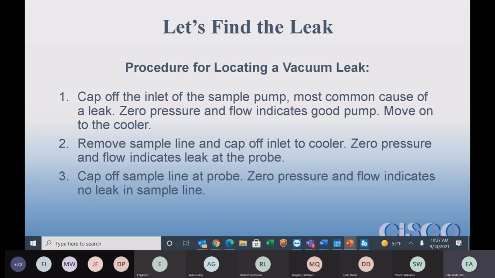There are times the heated sample line will get a leak in it. And the stainless lines, I've seen them leak right at the cooler. You look right where it tubes into the cooler, and there could be a little hairline crack there. That tubing is really thin, and over time it can develop a crack and a leak there. So be aware of that.